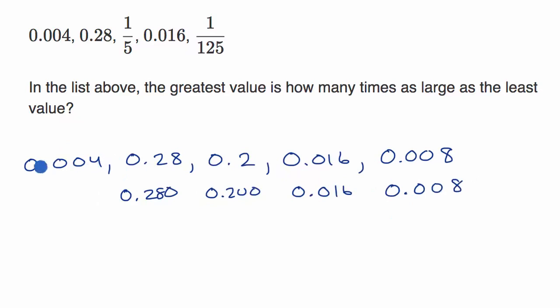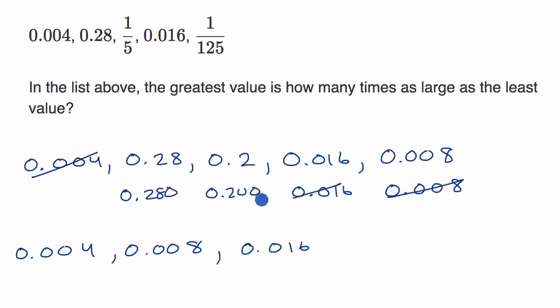So the smallest one here is 4 thousandths. So let me write that first. That's the smallest one, 4 thousandths. And then the next largest amount of thousandths is this one right over here, which is 8 thousandths. Then the next largest one is 16 thousandths. Then the next largest one is 200 thousandths. And then the largest one is 280 thousandths.